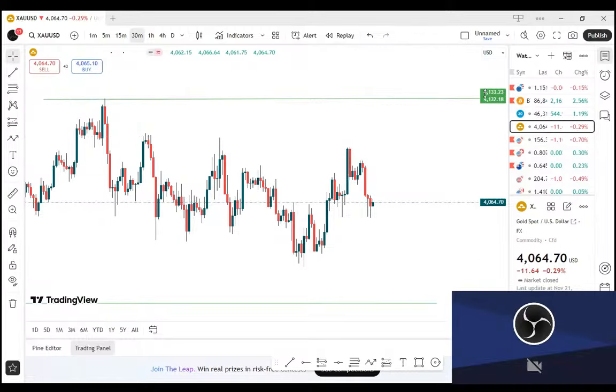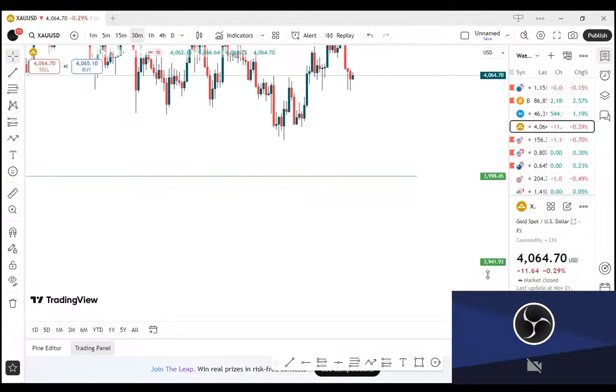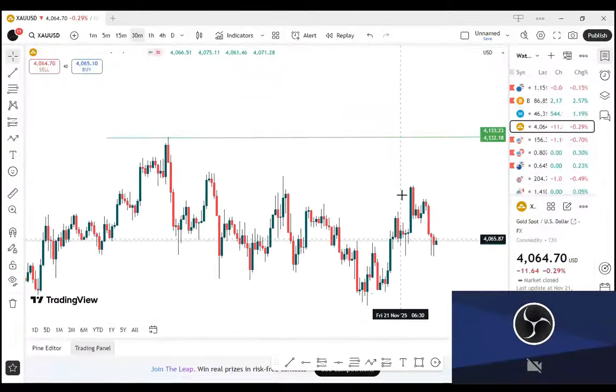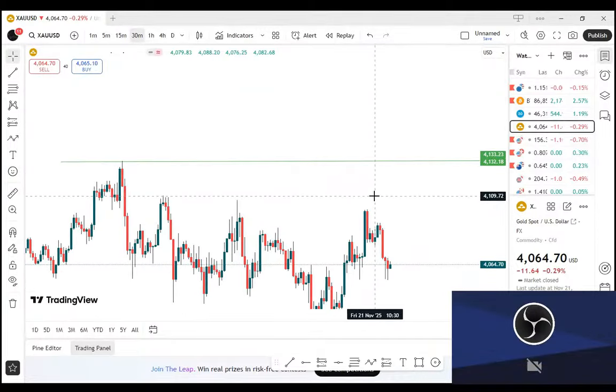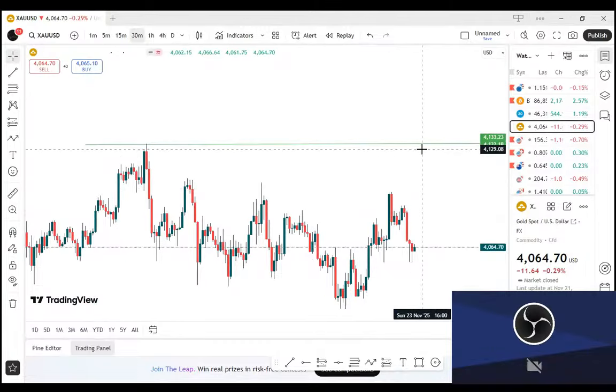This will be my key zones: 4134, there's 4133, and then this is my key zone again. I'm having here 3998, and I'm having key zones here again at 3941. So these are the key zones I'm having here on XAUUSD. So if XAUUSD approaches here, then I'll be looking out for a bearish opportunity.